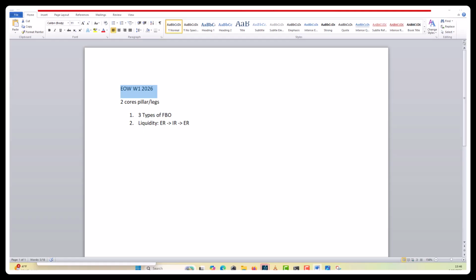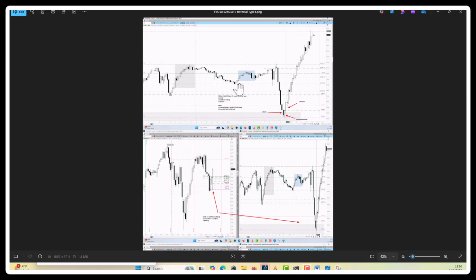Alright, so now let's do some typical examples for type 1, type 2, and type 3, and how we read the liquidity, right? Alright, let's go to some typical examples. Take a look at this sample for breakout type 1 reversal.